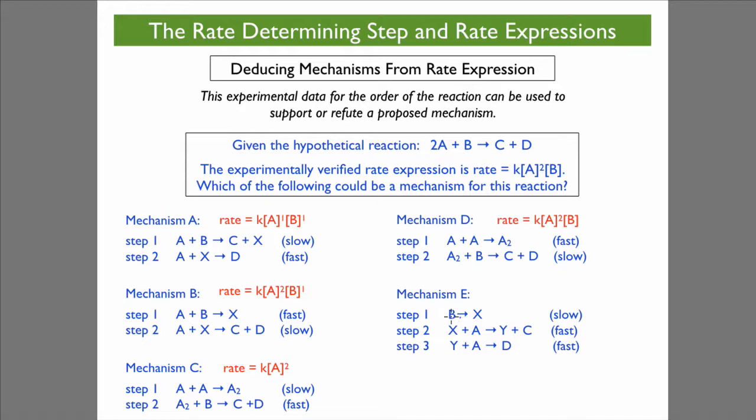Next, 3 steps. Got B going to X is a slow one. What forms B? Nothing. And so we'd have only B, because this is the only reactant in the slow step and it's not relying on anything. Yeah, splendid. So we've got that one and that one will be good.